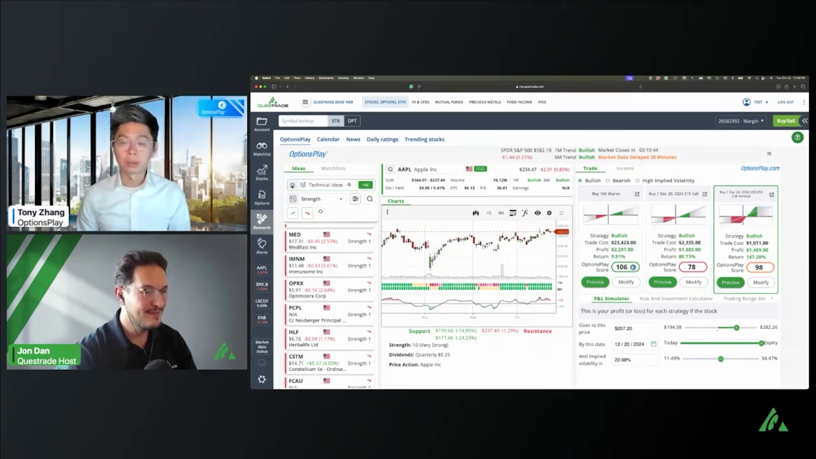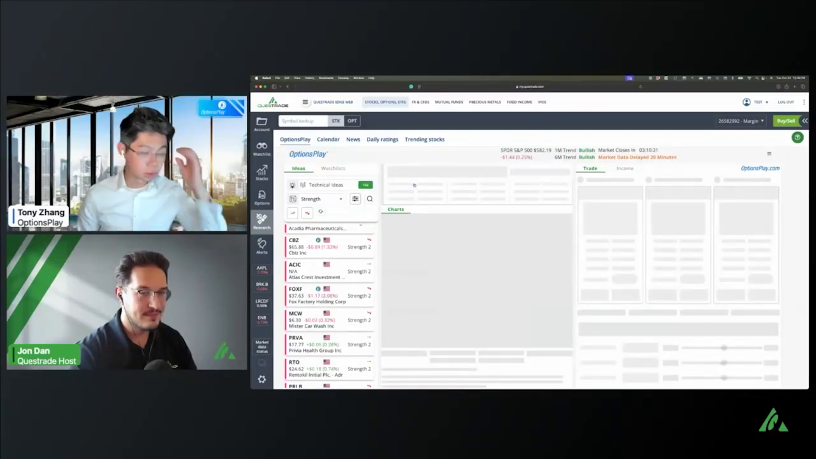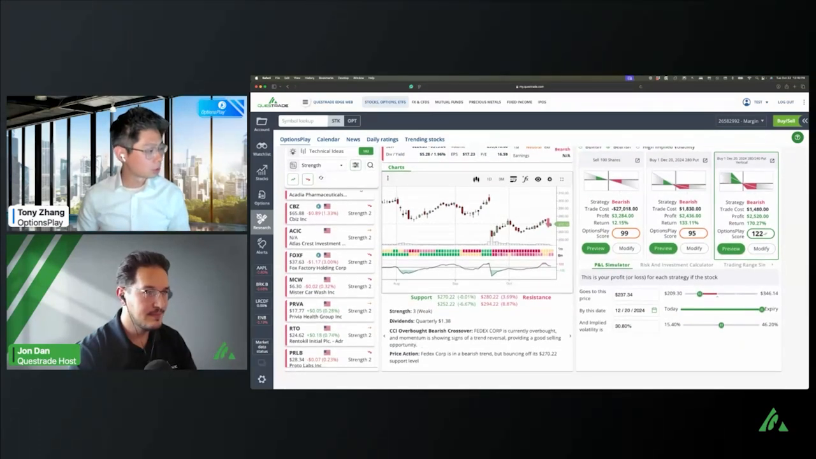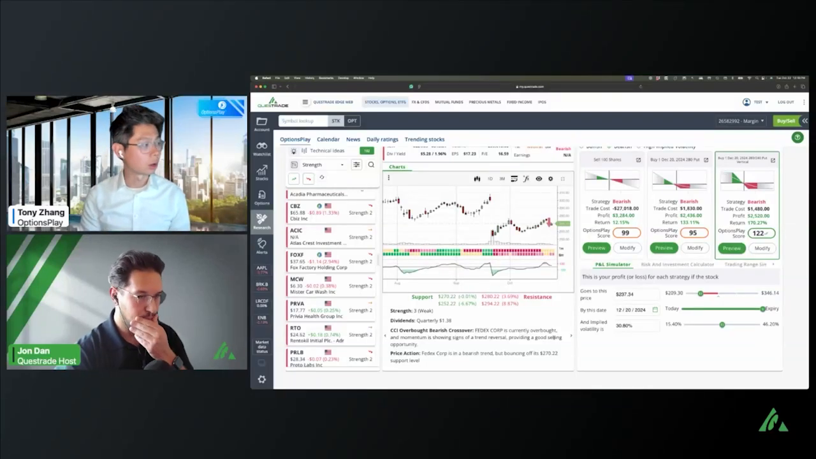Yeah, so these are all technical ideas. These are based on technical analysis parameters. For example, if you click on any of these ideas, let's go back to FedEx here for one second, right? We'll actually tell you which indicator we use to generate the trade idea. Here we use the CCI. It's showing you that the CCI is currently overbought and momentum is showing signs of a trend reversal, providing a good selling opportunity. So it'll tell you what the indicator was and what specific conditions. In this particular case, it was overbought, and that's why we have a bearish view here on FedEx.